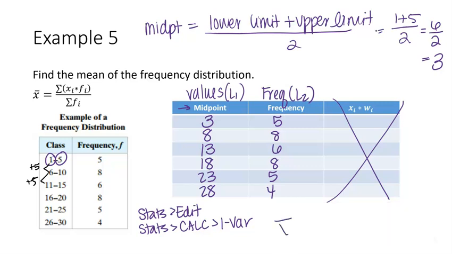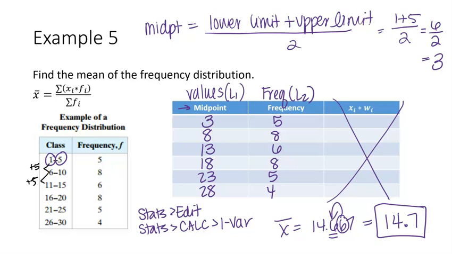14.667. If we were to round to, say, 1 decimal place, this would make me round up to 14.7 as my average. All right, friends, I'm going to go ahead and stop this video here. In our next video, we're going to talk about some other ways to find the center of our data.